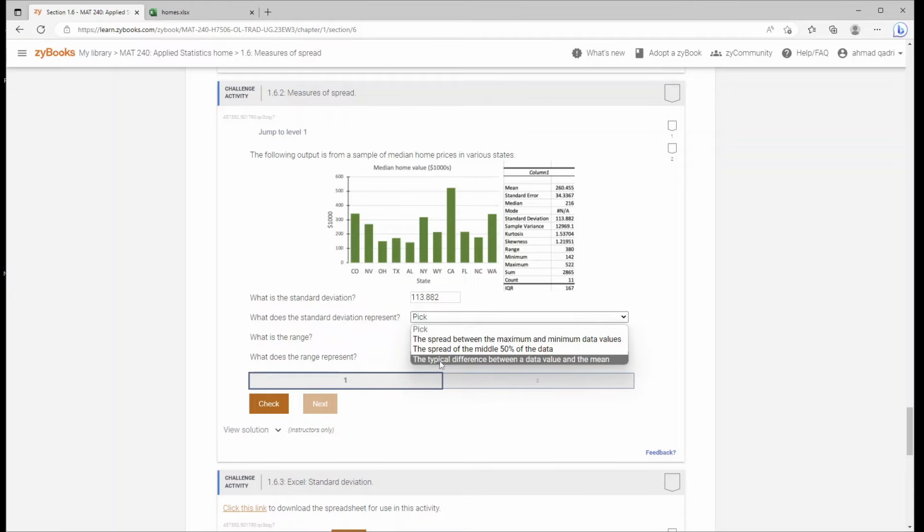If you look at the formula for standard deviation, you will notice that there is a piece where we calculate the difference between the value and the mean and we square it. So this is the correct response.